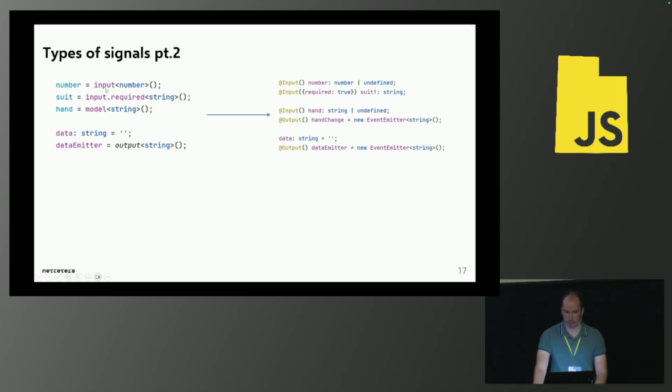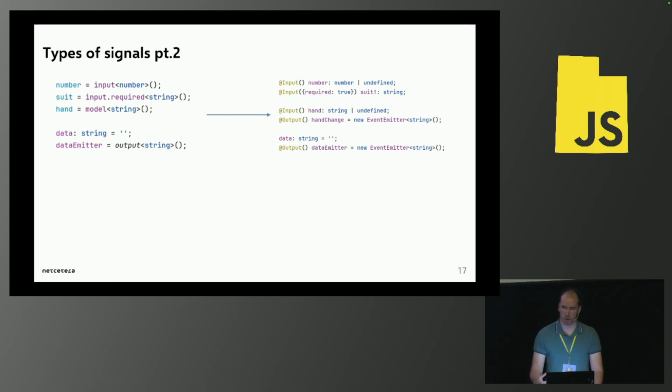Since Angular 18, these have already been migrated, meaning we have an input signal, which is good to remember is a read-only signal. Then this input can become required. So this is something similar to what we had with the decorators. And we have a model signal.